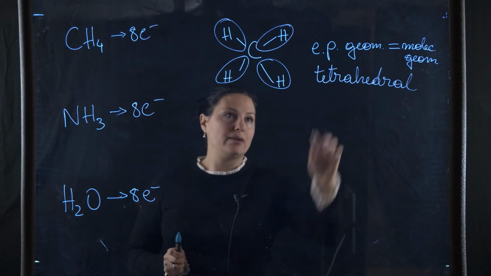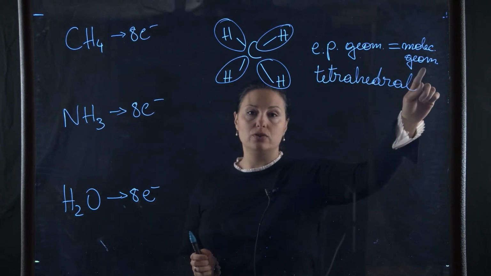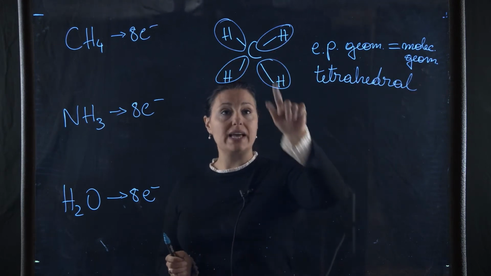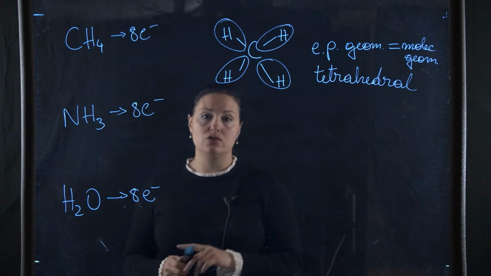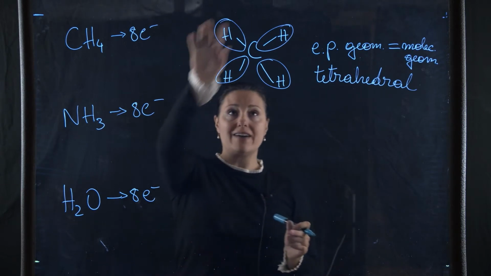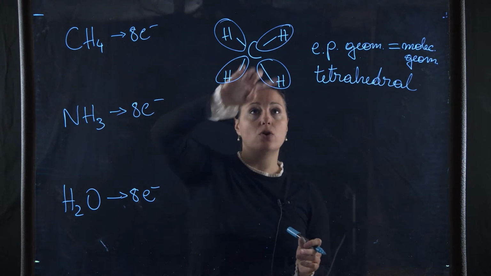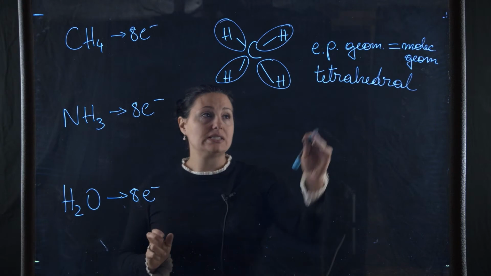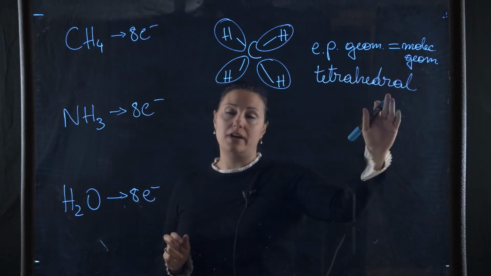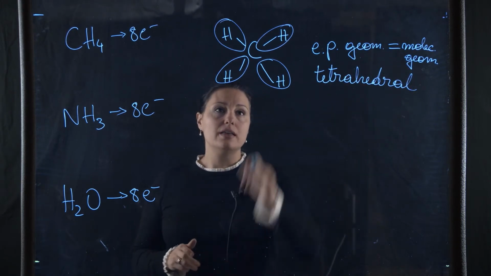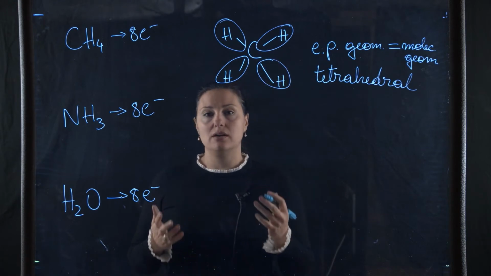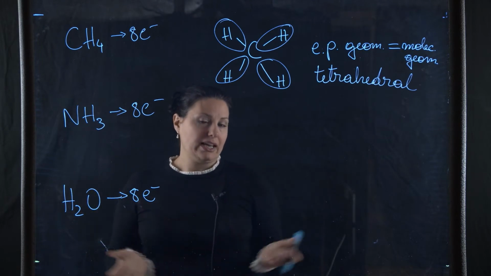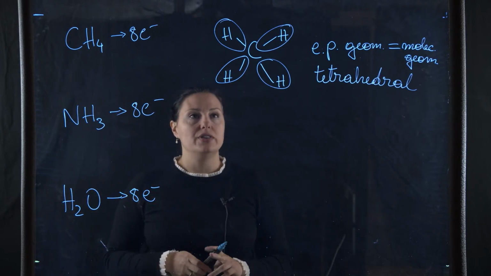Remember, the only time when the electron pair geometry and the molecular geometry are the same is when you have the same number of groups and the same number of atoms around the central atom. So here I have 4 bonding groups, but I also have 4 hydrogens, 4 atoms that bond to that central carbon, which means that both of these are the same and they're a tetrahedral geometry. The angles are about 109.5 because I take, once again, 360 and I divide it by 4 this time.